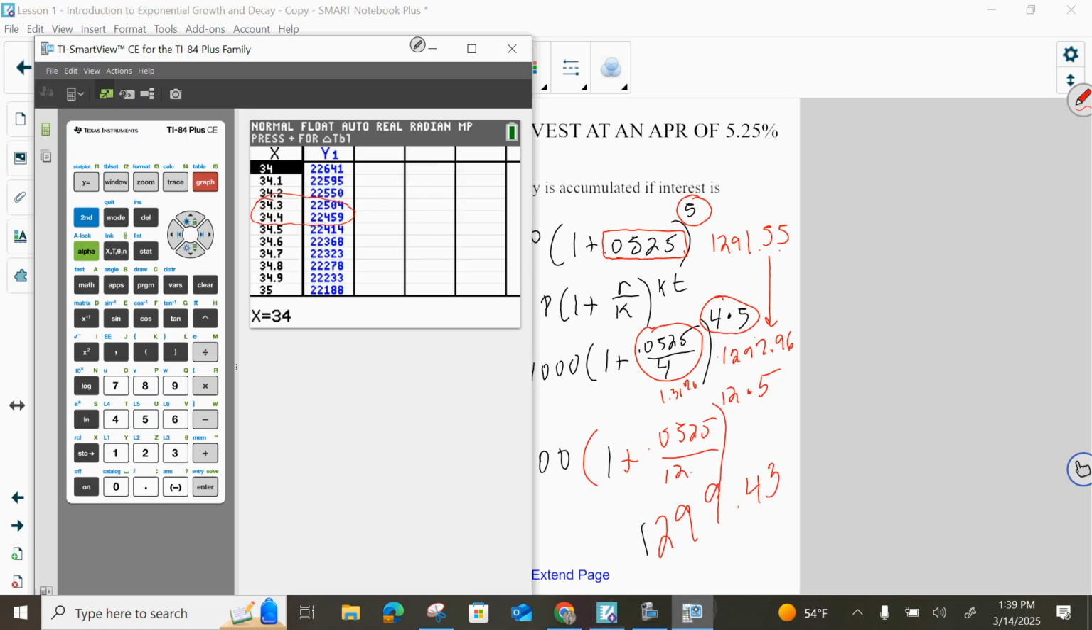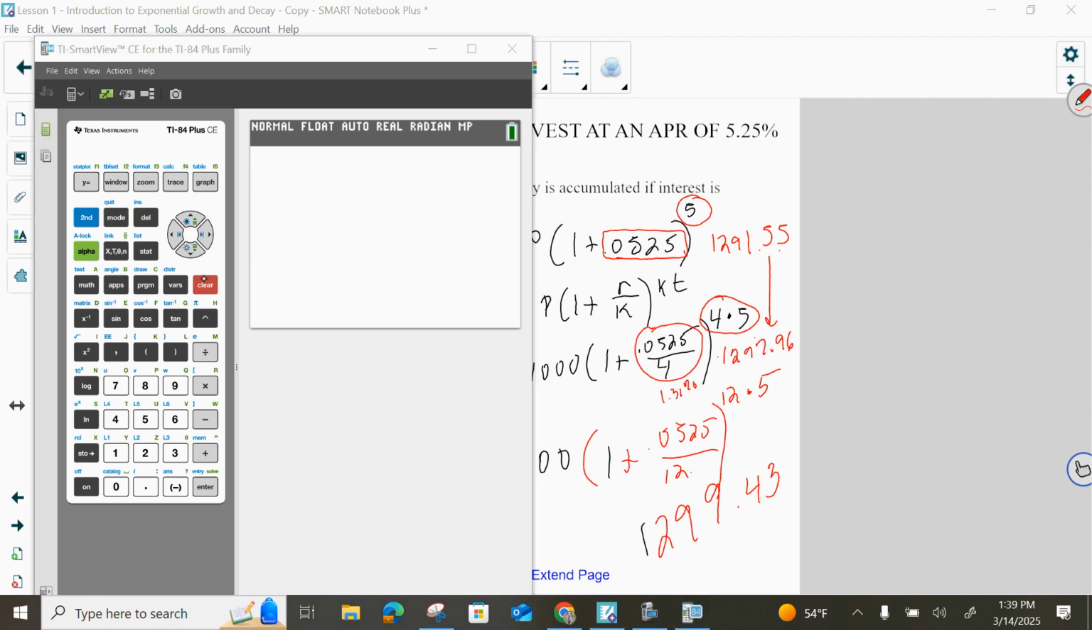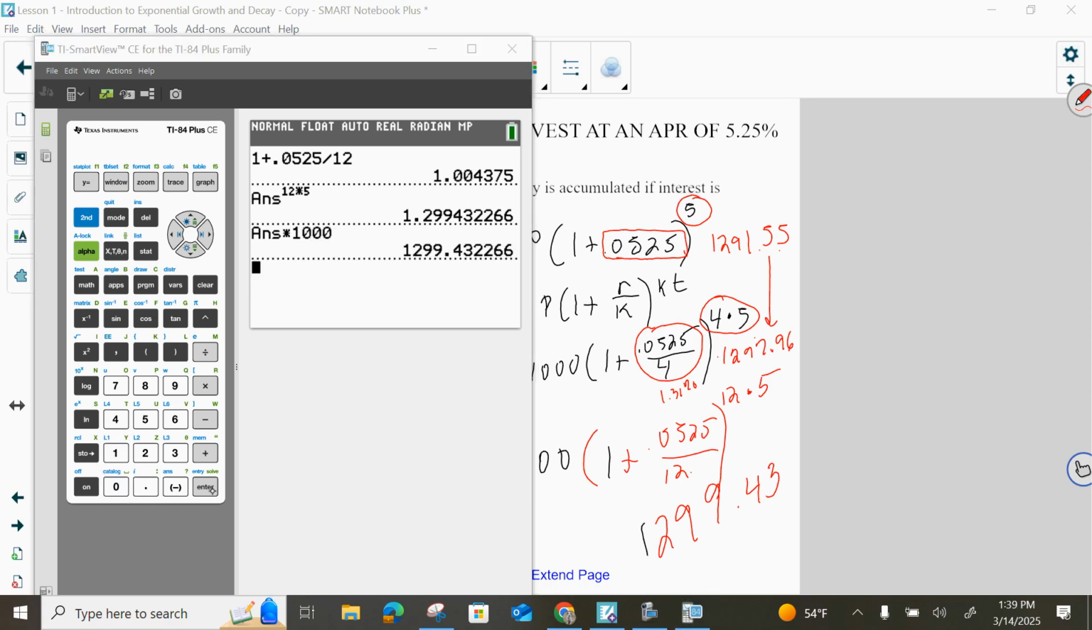Okay. So this is how I would type it in, right? Again, I hate parentheses, but you can't really help it this time. So I would do inside the parenthesis first, right? And then I get a decimal. 1 plus, right? Then you have to raise it to the power first. So I would raise it to the 12 times 5. And then I multiply by 1,000. So I like to do it piecemeal.